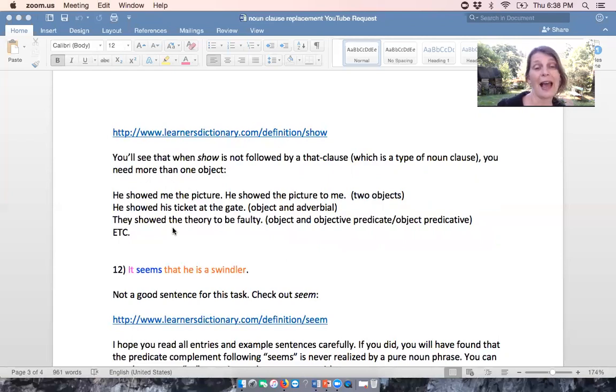He showed his ticket at the gate. You can also have an adverbial following the object. They showed the theory to be faulty. They is the subject, showed is the verb, the theory is the object, and to be faulty is the objective predicate, sometimes called an object predicative, sometimes called a complement to the object.